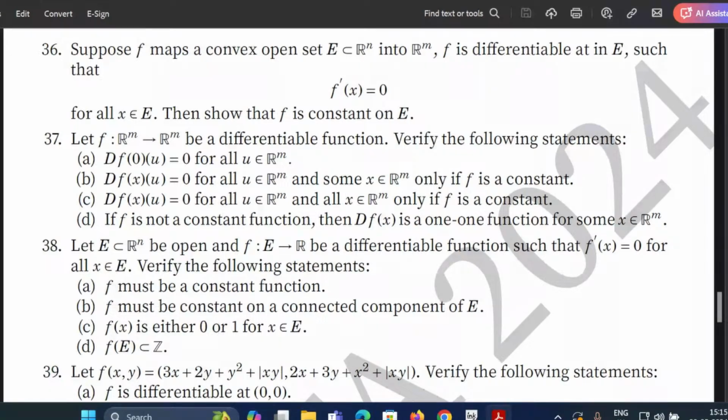No, derivative should be 0. The previous one, the derivative is not 0. The previous one, the derivative is a matrix. But think about the real function.